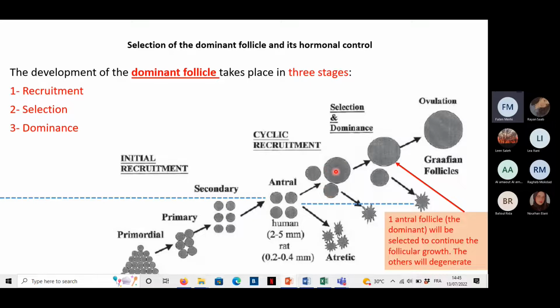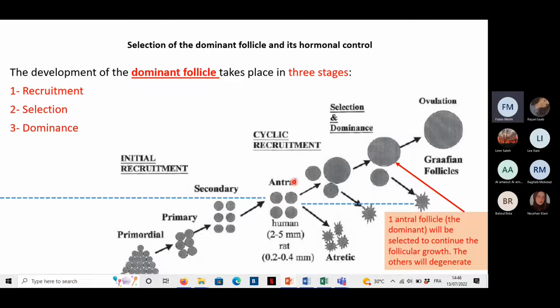Now, those developing follicles, under the action of FSH, in fact, if there is LH, the theca cells, since they have LH receptors, can produce androgens, and the granulosa cells, under the action of FSH, will synthesize aromatase, which is the enzyme that will convert the androgen into estrogen. So due to this action of the FSH, the granulosa cells of those follicles can start to produce estrogens.